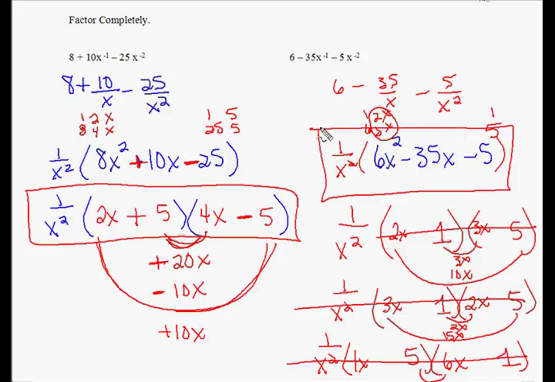Believe it or not, this is our final answer. 1 over x squared times the quantity 6x squared minus 35x minus 5. Because this is factored, it's factored as much as we can factor it, because it's now all being involved in multiplication, as opposed to the original problem that was a subtraction problem.